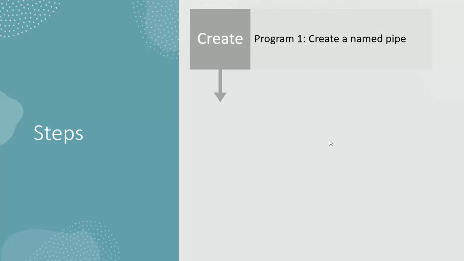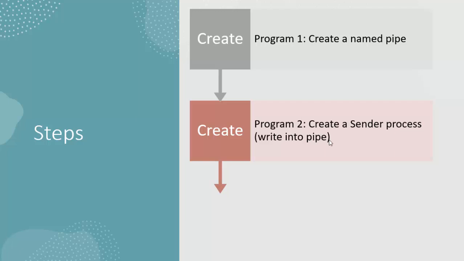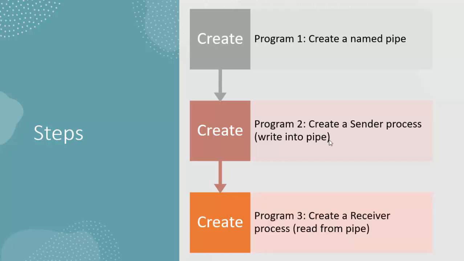To achieve inter-process communication using the mkfifo function, we need to create three separate programs. So you will have to write three different programs. The first one is to create the named pipe, so that will be our first program. The second program will be a sender process, that is, the process which is going to write into the pipe. Similarly, we need a third program which will be the receiver process, the process that is going to read the data that was written by program number 2 into the pipe.